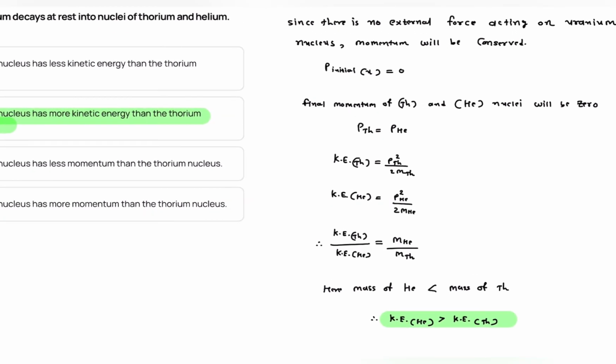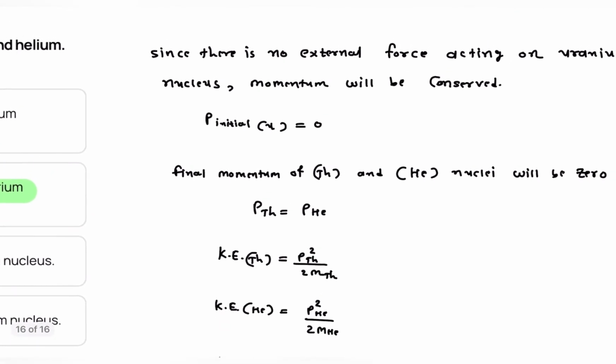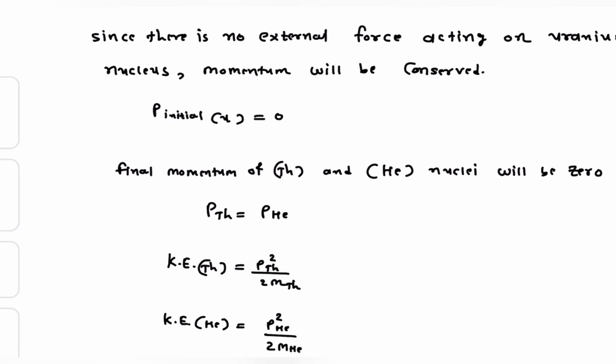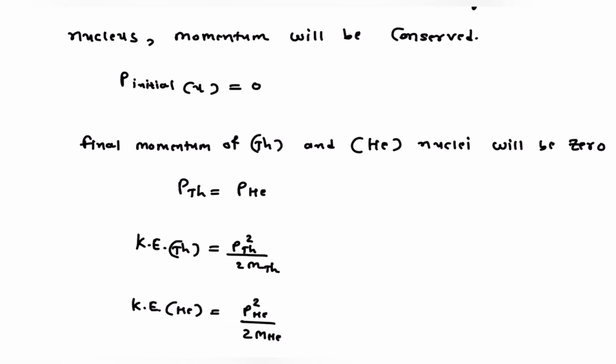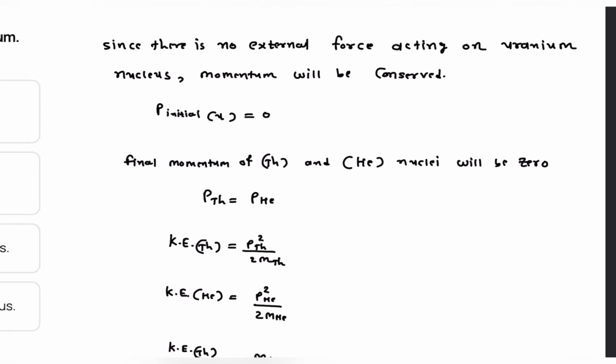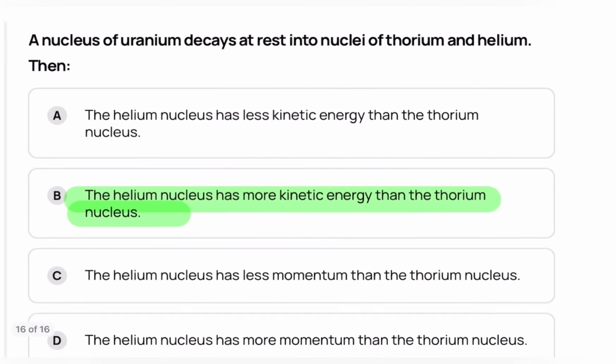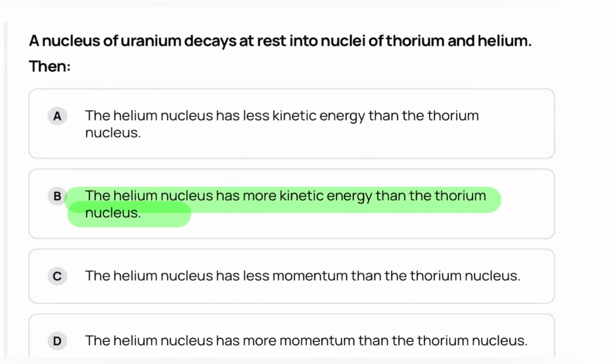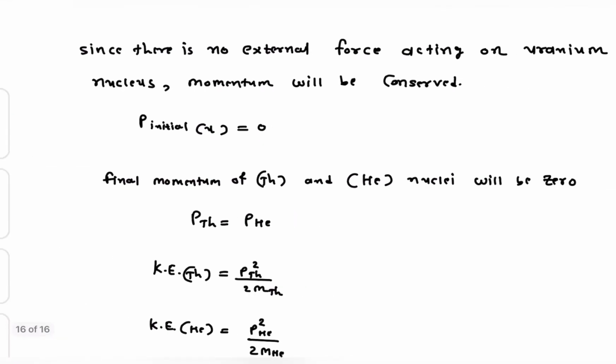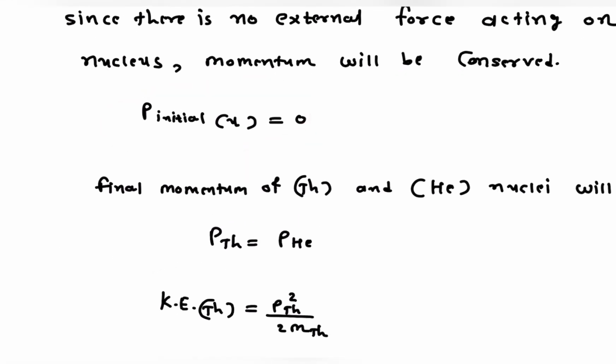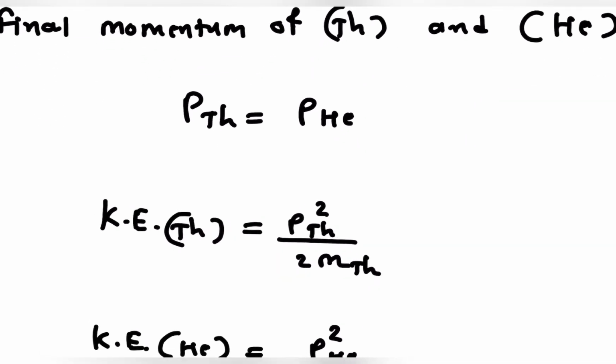Since there is no external force acting on the uranium nucleus, momentum will be conserved. So the initial momentum of uranium is equal to 0. The final momentum of thorium and helium nuclei will also be 0, because here the uranium nucleus decays into nuclei of thorium and helium. That's why the momenta of thorium and helium are equal, that is P thorium is equal to P helium.